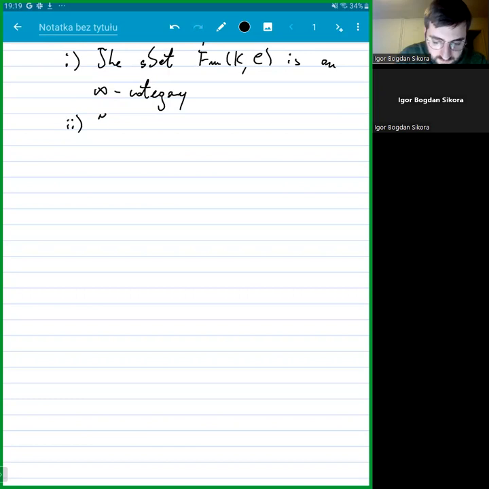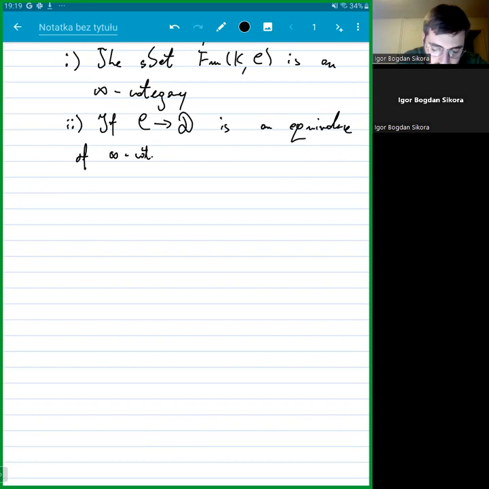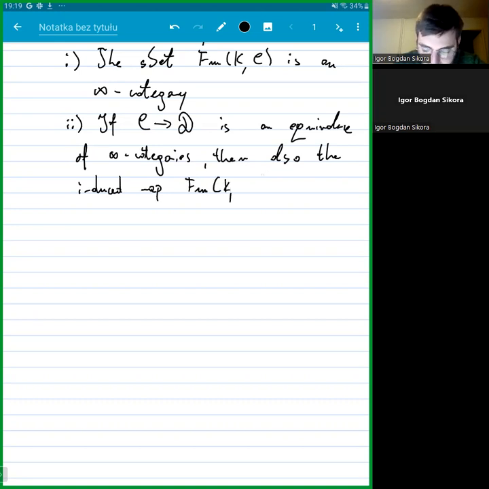Secondly, if C goes to D is an equivalence of infinity categories, then also the induced map is an equivalence of infinity categories.